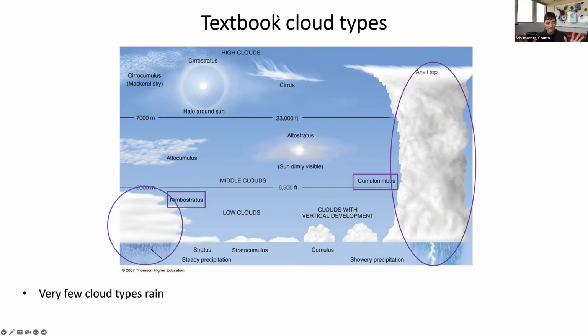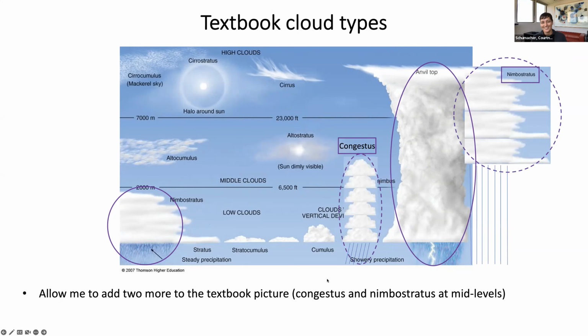And you think, these are the different rain types, these are different clouds, and not many of them rain. And right here I have just two types, nimbostratus and cumulonimbus, circled. So allow me to add two more. My class always laughs at how bad I am at drawing on the board, but I'm also quite bad at graphics. But this is the best I could do with this textbook picture. But it's not just the nimbostratus at the low levels and the cumulonimbus, but we also have congestus.